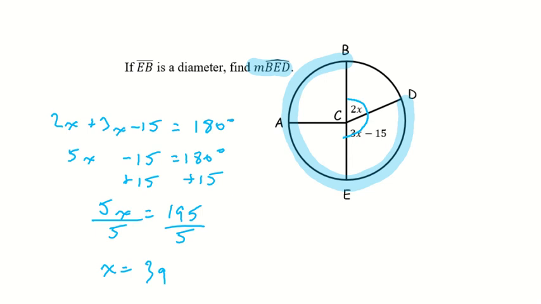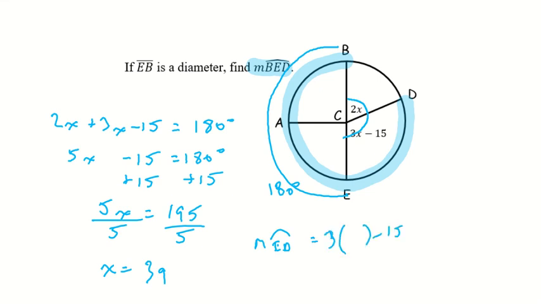Now, looking for arc BED, I know that arc BAE is 180 degrees because that's half the circle. I just need to find the measure of arc ED. And the measure of arc ED is going to be 3x minus 15. And we found x to be 39 degrees.